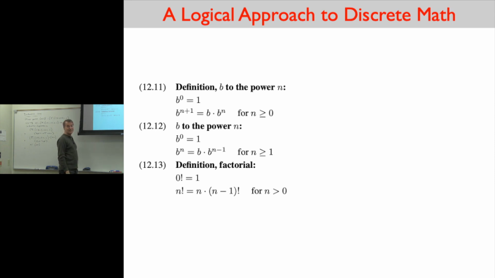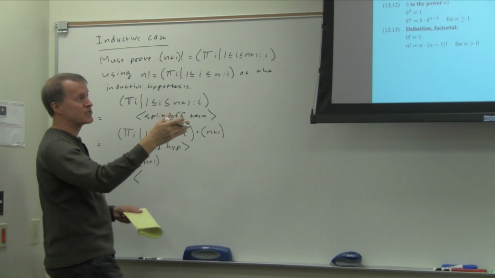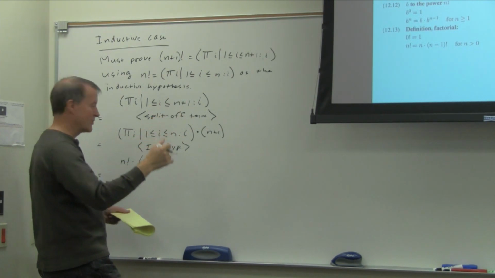How do you know? The one that is one less is being factorial, and the one larger is multiplied. So basically it's 12.13 with n replaced by n+1. And you can do that because that's a definition, an axiom. Definitions are axioms, so you can do that.